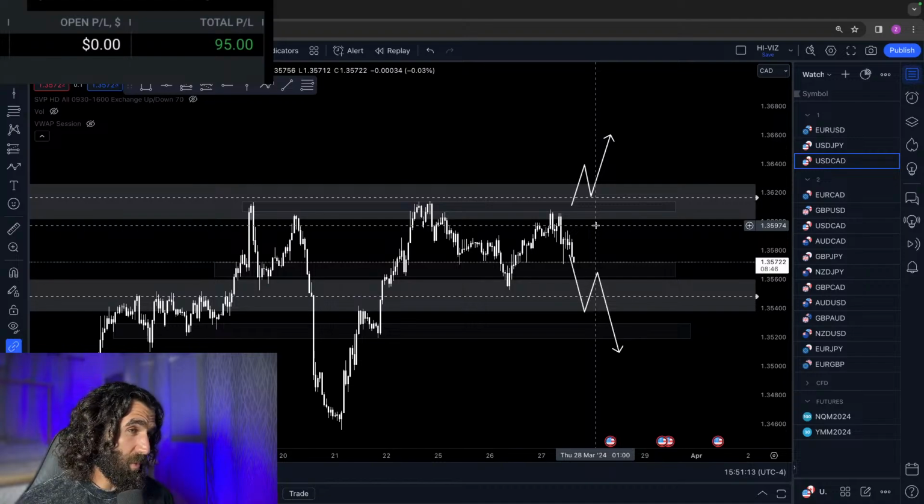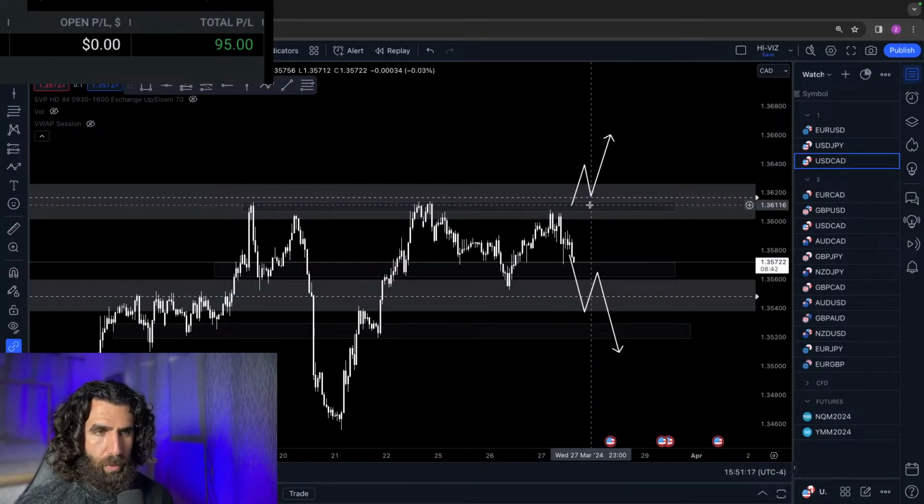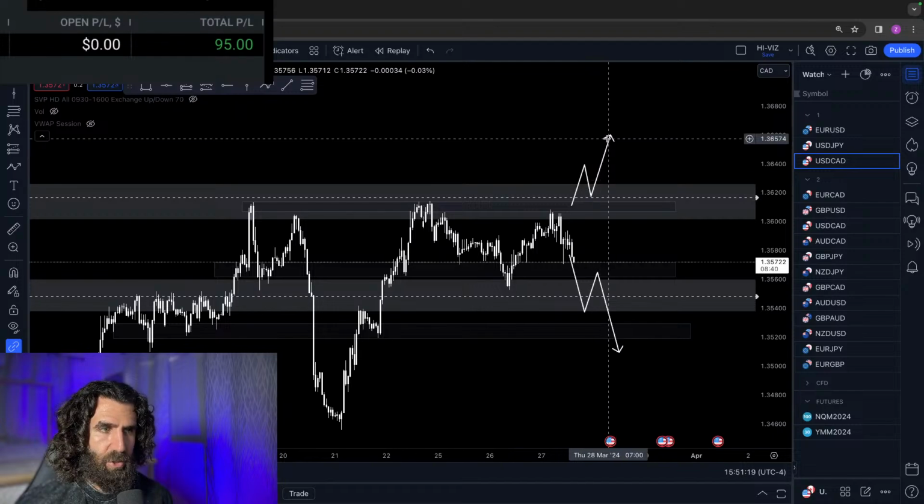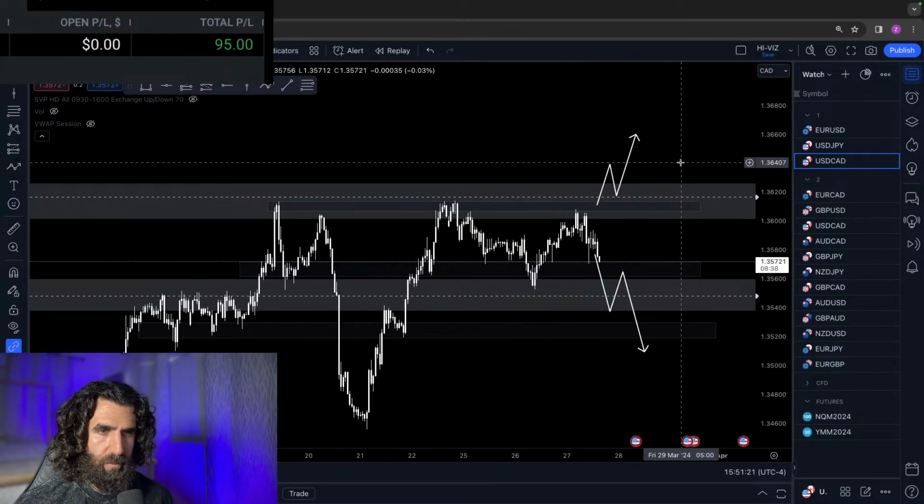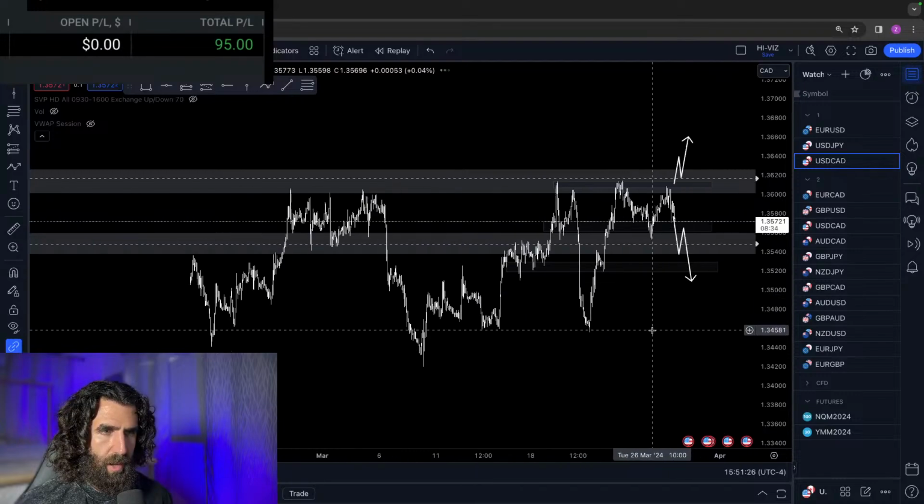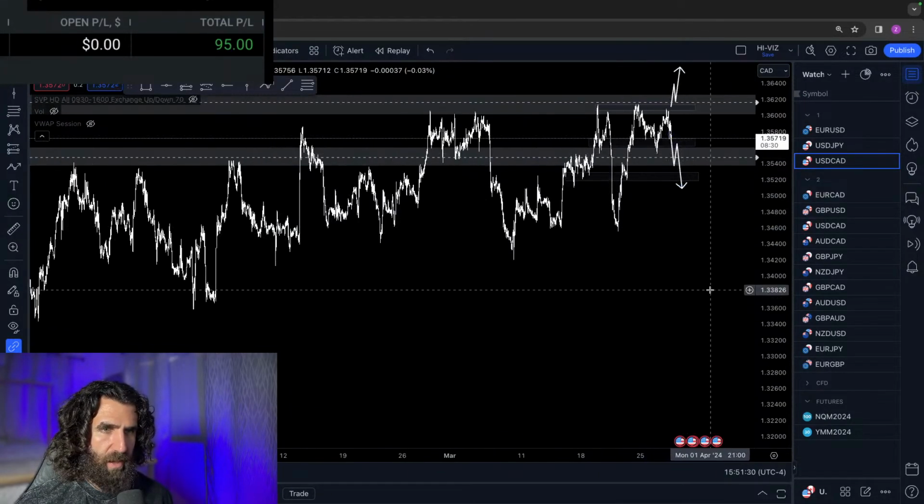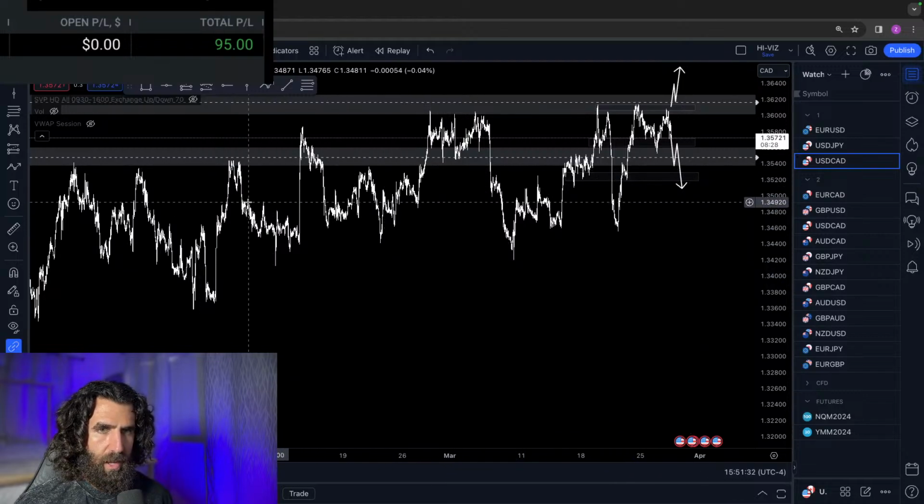Again, similar deal with USD JPY. I want to see this thing break up above, stage some kind of a pullback, and then continue the move to the upside, and I'll be looking for buys. I really don't want to be taking sells on this thing right now unless this starts to completely break down and we have really big moves to the downside.